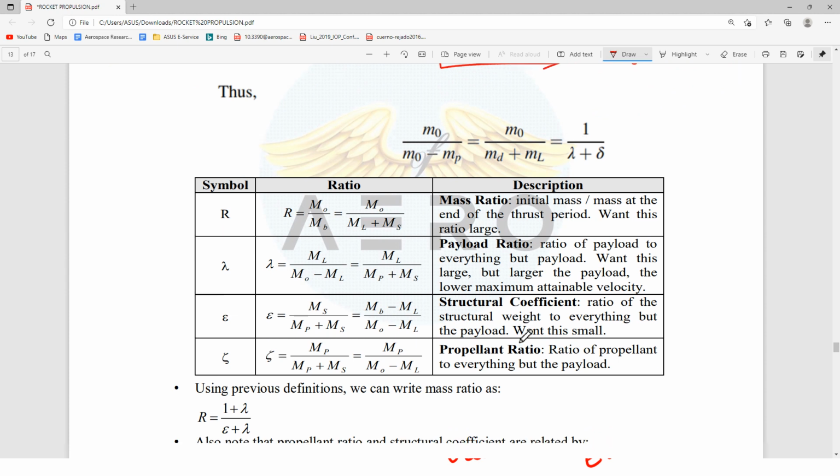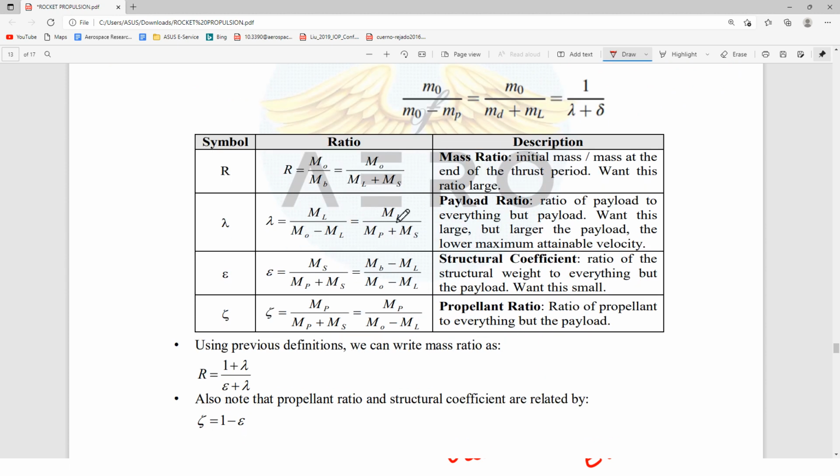So I am giving you some time, so please kindly note down this formula. Instead of L here, it means PL.